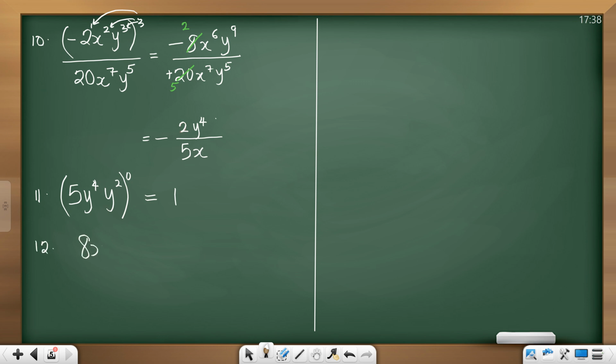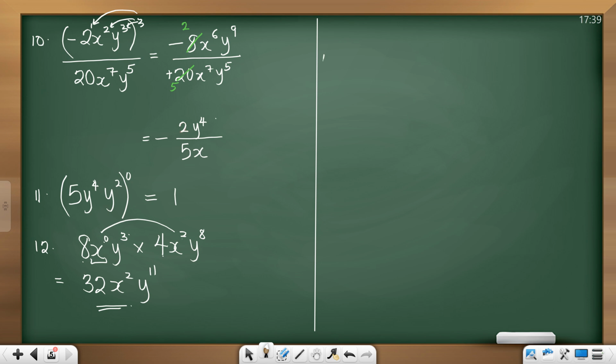Number 12, 8x to the power 0, y to the power 3, times 4x to the power 2, and y to the power 8. Remember, x to the power 0 is 1, so 8 times 1 is 8. Let's multiply the numbers first. All right, 8 times 4 will be what? 32. Now that I'm seeing this x and this x multiplication, I need to add. What is 0 plus 2? X to the power 2. And what is y? 3 plus 8. Okay, done. I hope that makes sense.